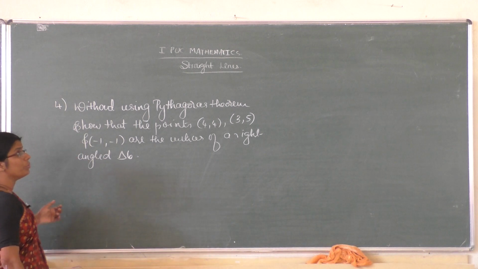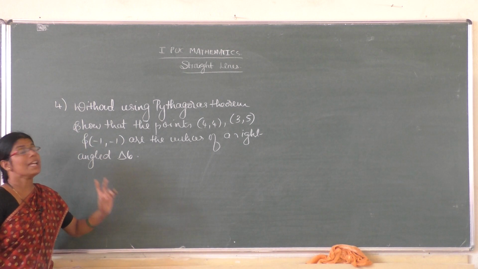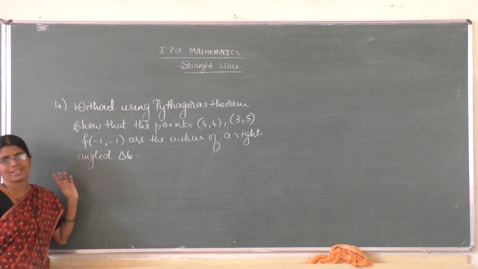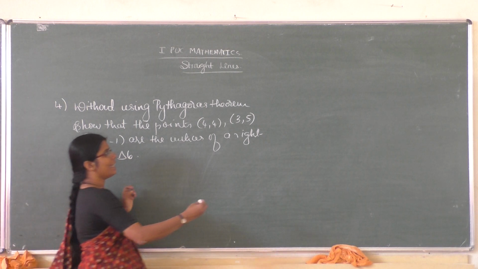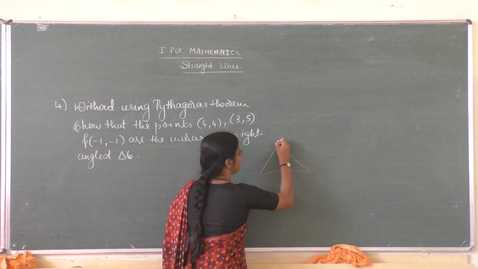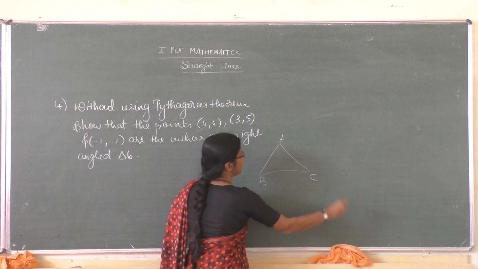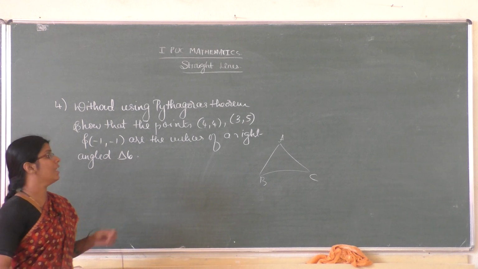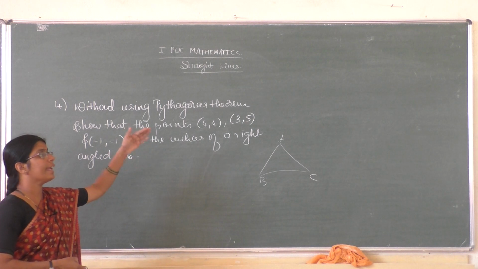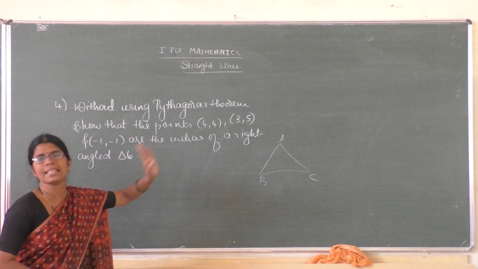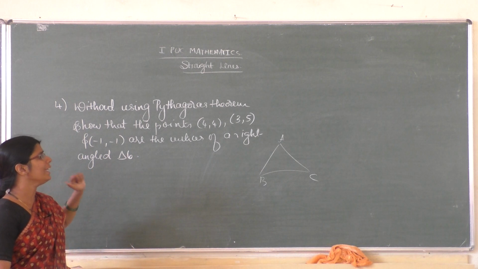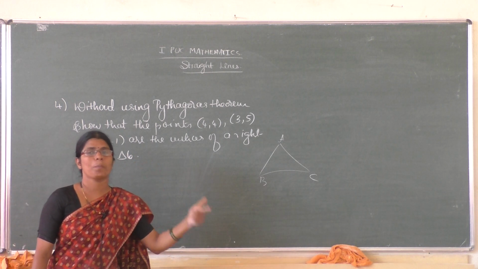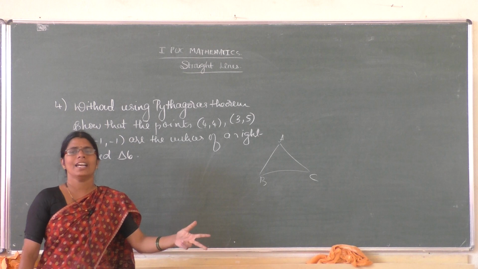So what you have to do? You have to find the slope of these lines. You know that in a triangle we always get 3 sides, that means 3 straight lines. We need 3 straight lines to form a triangle. So the 3 straight lines are AB, BC and AC. Now you find the slope of AB, slope of BC, slope of AC.